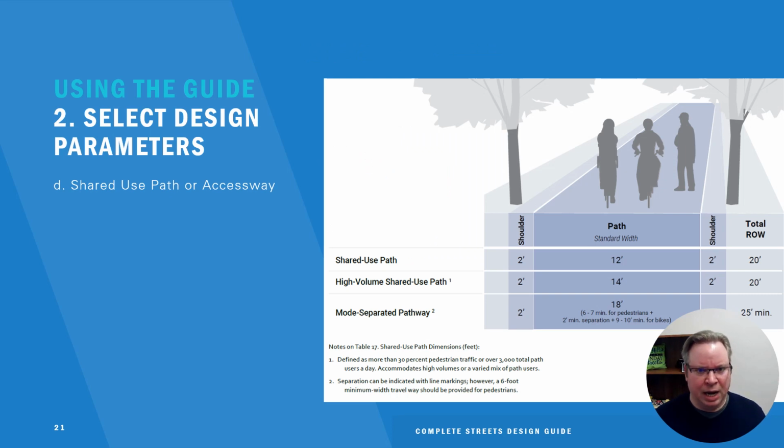Outside of the streets, the guide also identifies standards for access ways and for shared use paths. The design and operational widths will vary depending on the volume of traffic expected. So if we have more people walking and biking, we would expect those types of shared use paths to be wider.